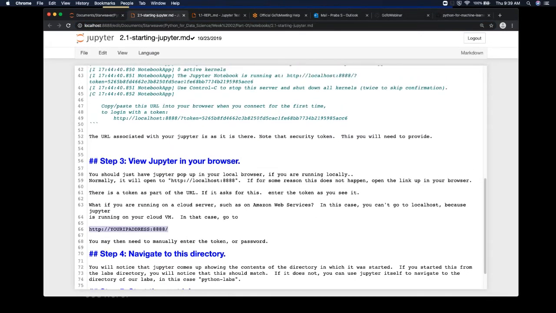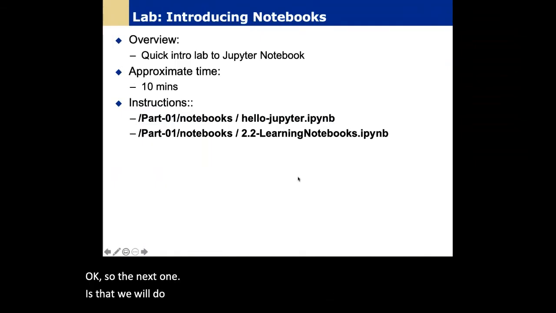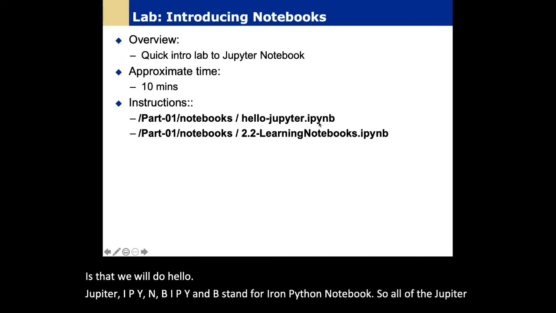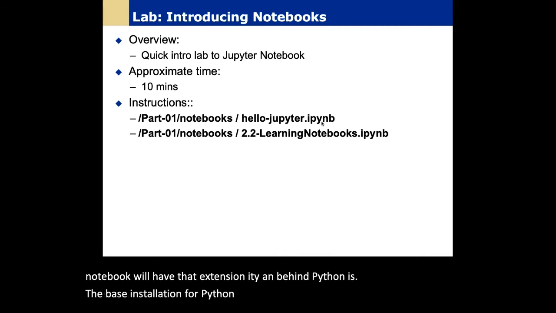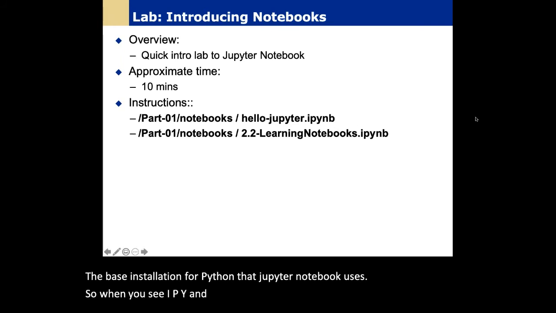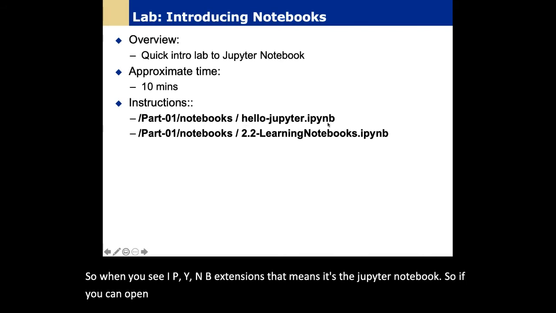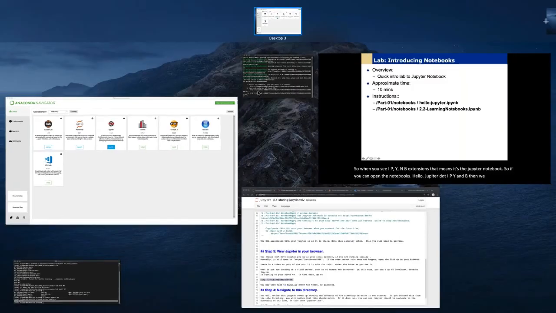Okay, so the next one is that we will do a hello Jupyter IPYNB. IPYNB stands for IPython Notebook. So all of the Jupyter notebooks will have that extension IPYNB. IPython is the base installation for Python that Jupyter notebook uses. So when you see an IPYNB extension, that means it's a Jupyter notebook. So if you can open the notebook hello Jupyter.ipynb, then we will follow the instructions there.